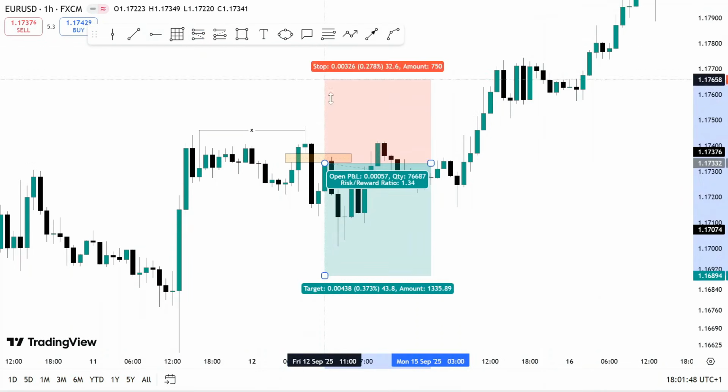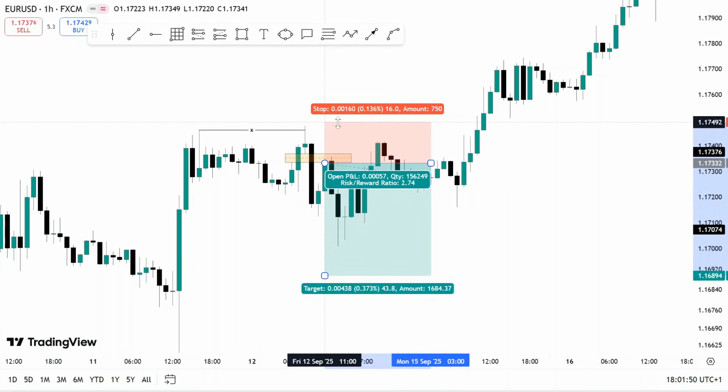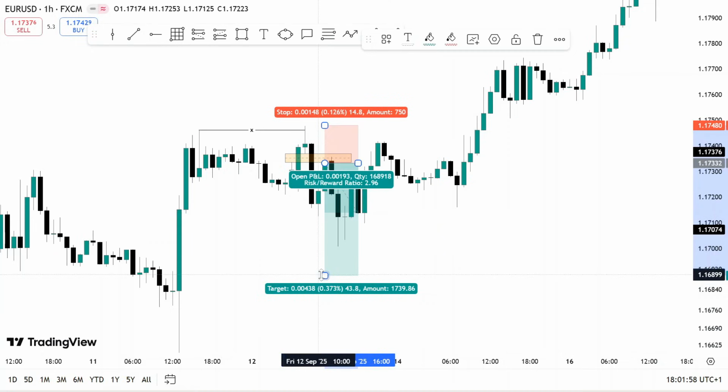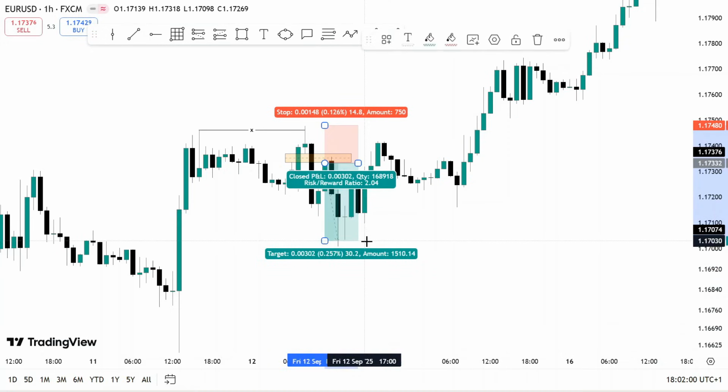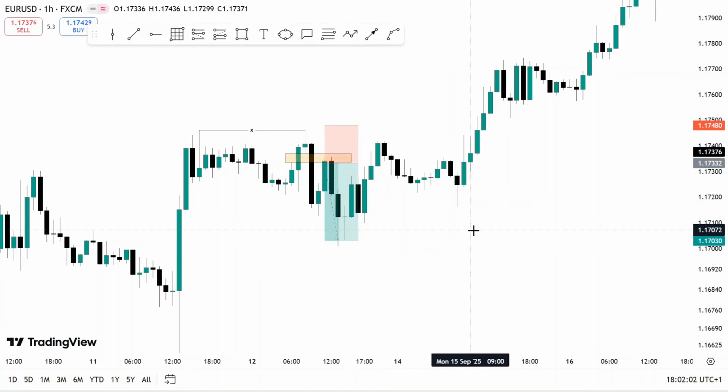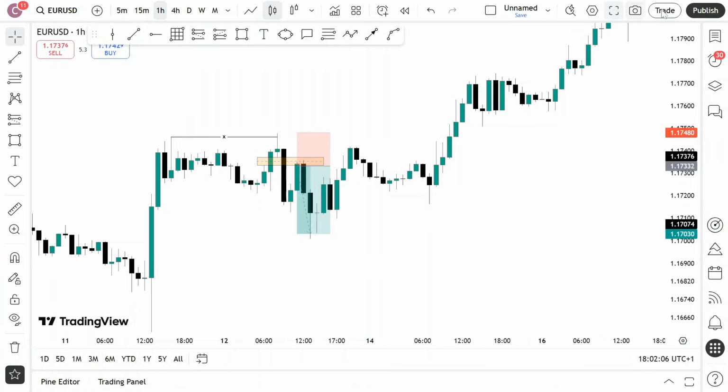Entry from the zone, stop loss just above the high, and take profit at a 1 to 2 risk-to-reward ratio. Price immediately hits the 1 to 2 target before reversing. This is how the model plays out in both directions.